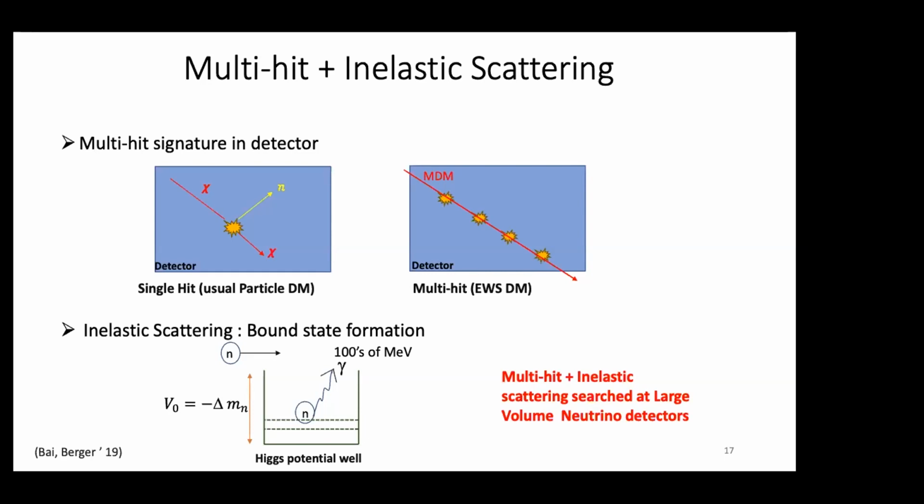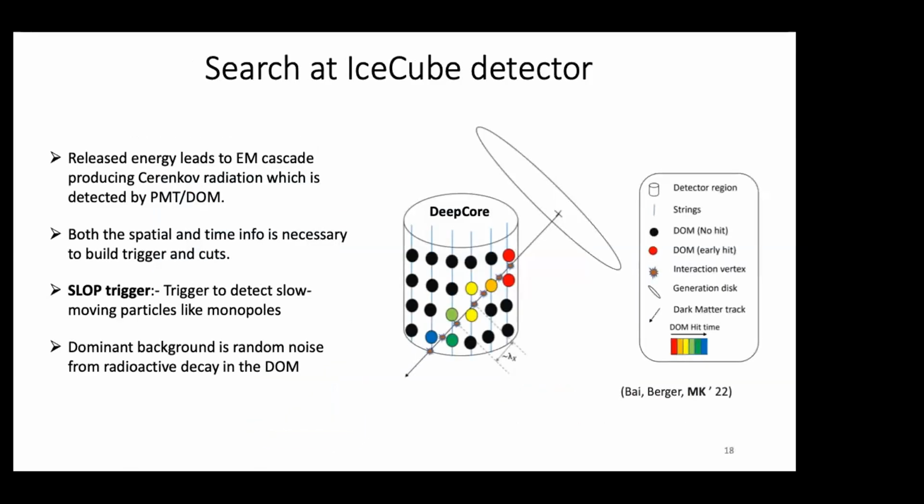There is another thing, which is that since you are scattering off a Higgs potential well, there will also be bound state formation, where some nucleon forms a bound state and releases the binding energy. This could be, let's say, hundreds of MeV of binding energy, and this energy you can detect at neutrino detectors. And why we are going to neutrino detectors is almost clear, because these are really large volume detectors. And so we did that. We actually did a projection for the IceCube detector.